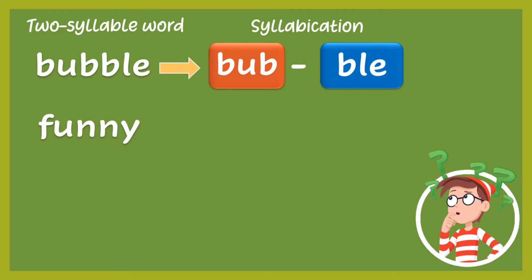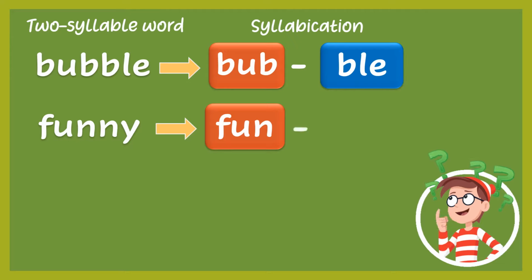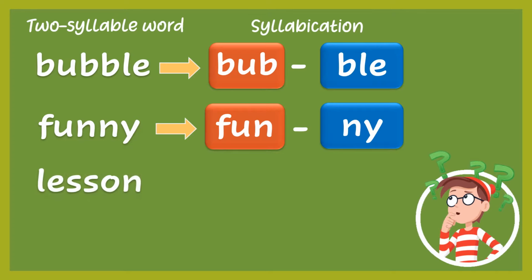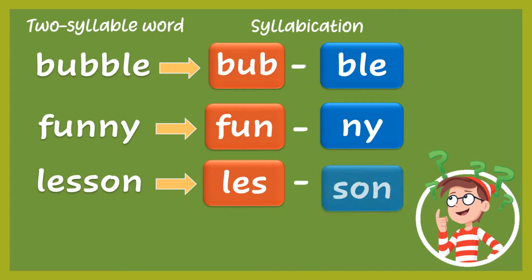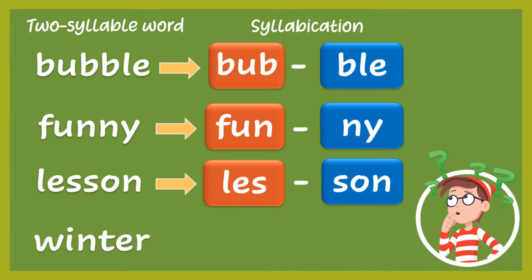Next word is funny. Funny has two syllables, and if we're going to syllabicate it, it goes like this. Fun, ny, funny. Next word is lesson. Lesson has two syllables, and if we're going to syllabicate it, it goes like this. Les, son, lesson.